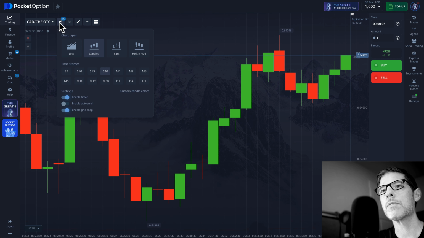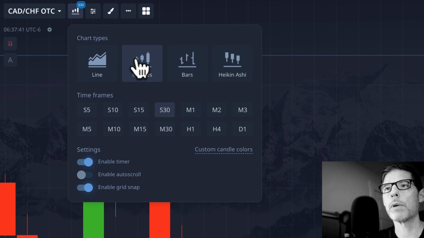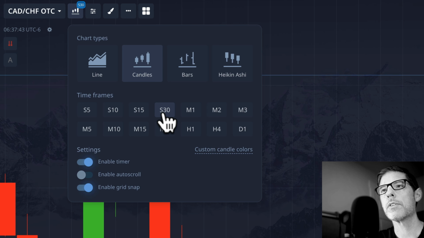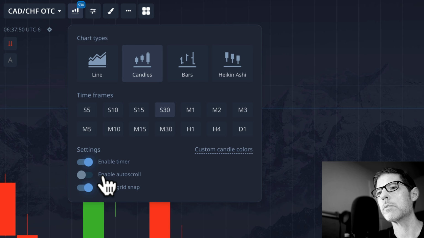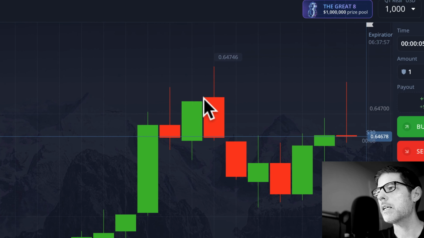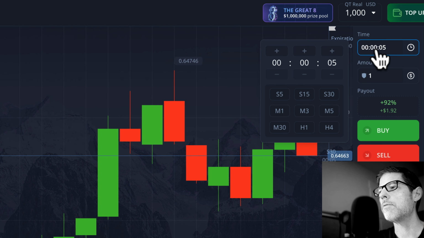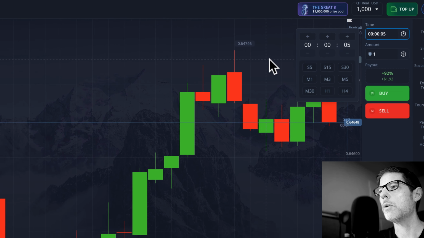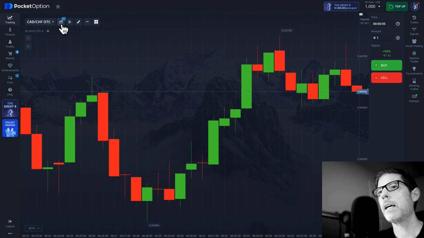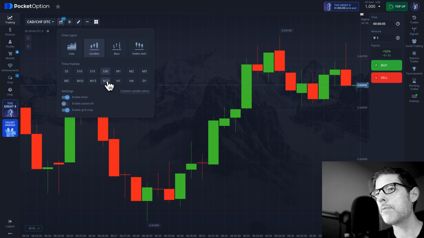Over on the chart settings for today, we're going to be selecting regular candlesticks with the 30-second time frame, so just go ahead and click on S30. I will not be using the auto scroll, so I have that disabled right here. Now up here on the expiry, we'll be setting this to 5 seconds, so just go ahead and click on S5 and you guys will be all ready to go. So just to clarify again, that's a 30-second time frame, regular candles, 5-second expiry. That's it, guys. It's really not much more complicated than that.